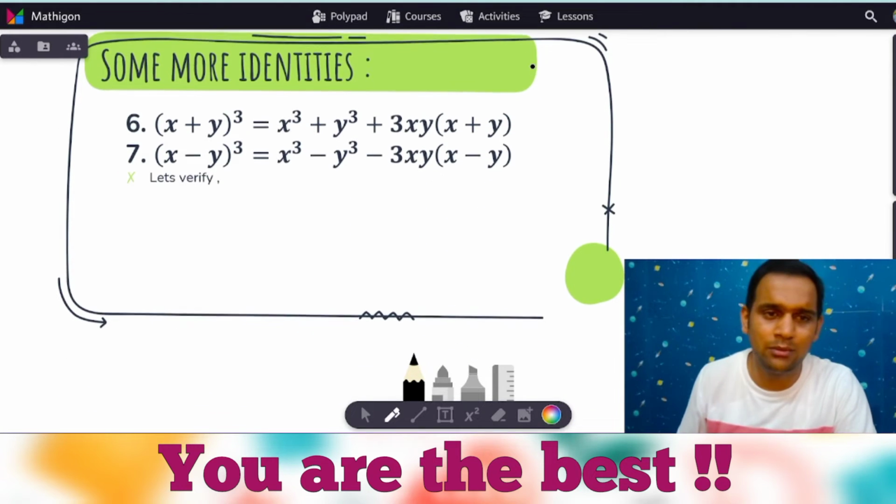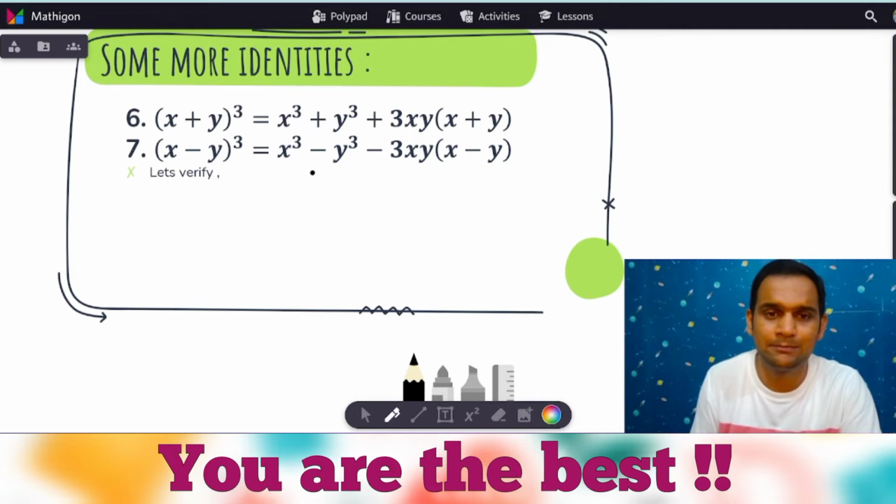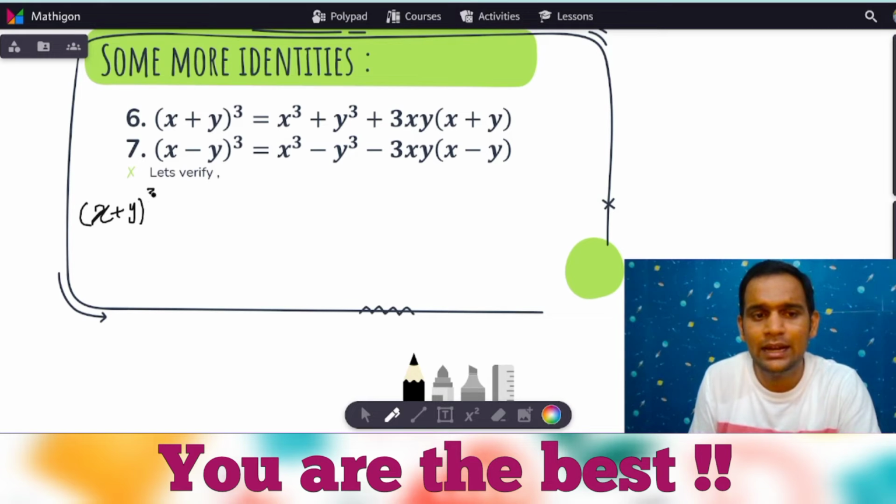Let's understand some more identities. Now, as I told, from quadratic we are trying to shift to cubic. Okay, so x plus y cubed, we have a formula over here. So how can we verify that? Let's quickly. X plus y cubed, can I write it as x plus y multiplied by x plus y the whole square? Yes or no? Obviously I can.